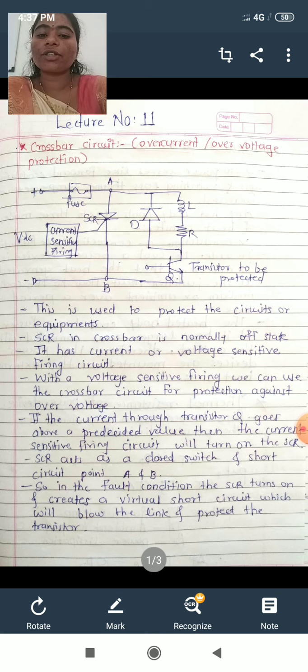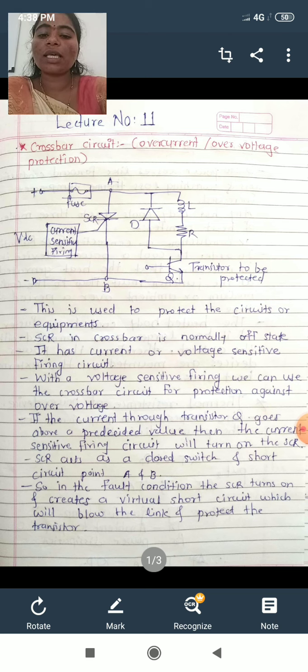This transistor Q is shown in the figure, and current will flow through this transistor. When this current goes above the limited or pre-decided value, then the current sensitive firing element will turn on the SCR. Normally the SCR is in the off condition, but when the current flowing through this transistor becomes more than the pre-decided value, then and only then this current sensitive firing element will connect to the gate terminal of the SCR and the SCR gate turns on.